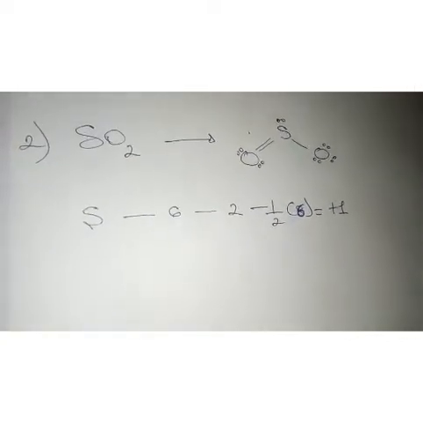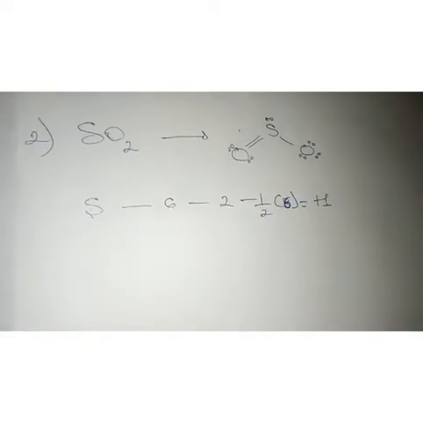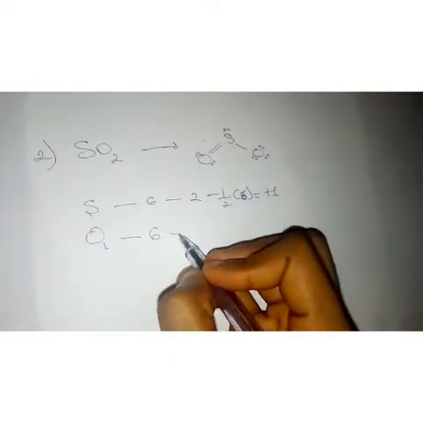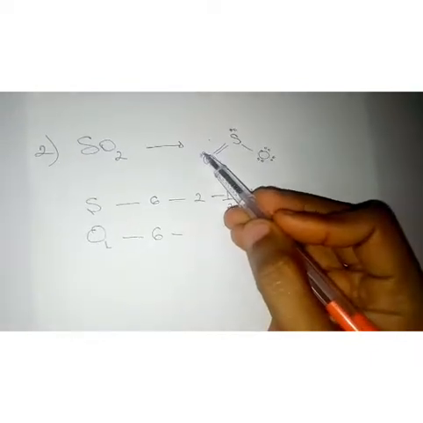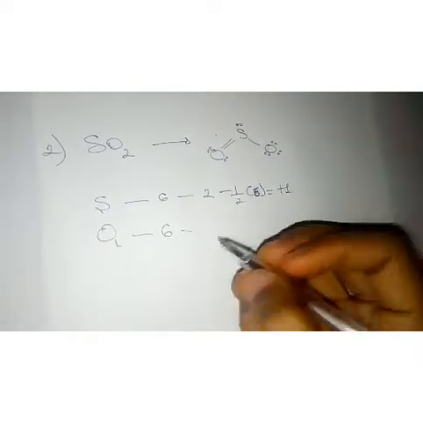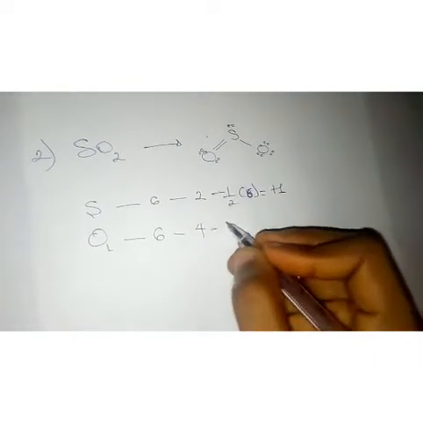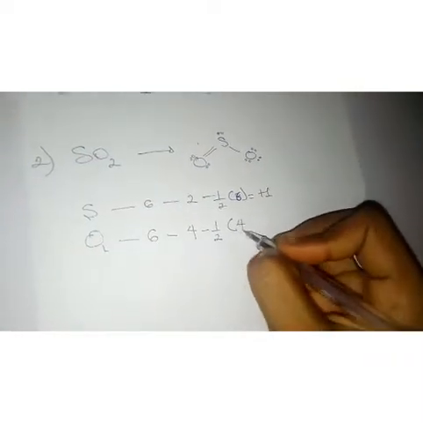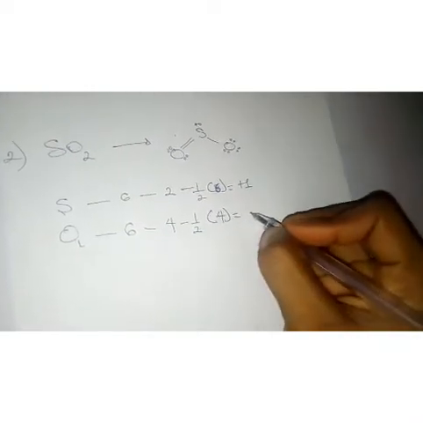Now let's look at the oxygen on the left hand side. The number of valence electrons is 6 because it's in group 6, minus the number of lone pair electrons, which in this oxygen is 4. We have 1, 2, 3, 4, minus the number of bonding electrons. It has 2 bonds, so it has 4 electrons because each has 2. So our answer is going to be 0.